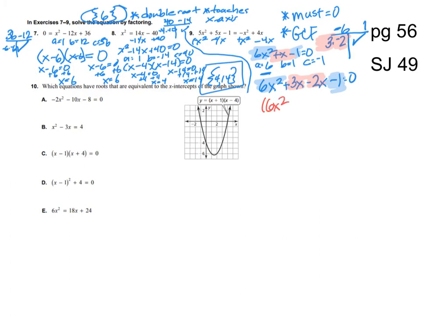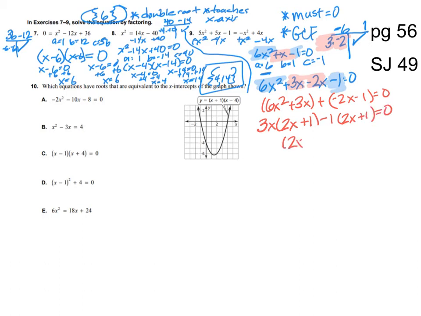Put a plus sign and group the last two together. Negative 2x minus 1. The first group has a 3 in common and an x. 6x squared divided by 3x is 2x. 3x divided by 3x is positive 1. The second group has negative 1 in common. Negative 2x divided by negative 1 is positive 2x. Negative 1 divided by negative 1 is positive 1.